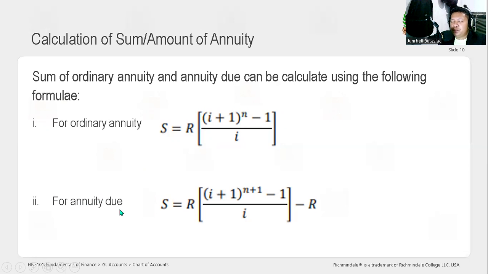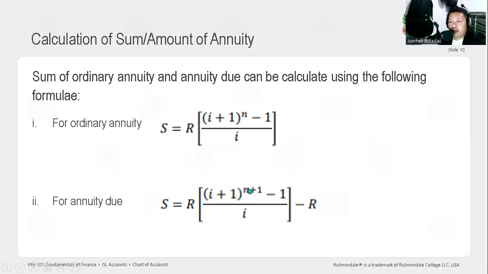Okay, so for annuity due, the formula is S = R [((I + 1)^(n+1) − 1) / I] − R. As you can see, there is a distinction in the formula, because when we solve this, we are looking for either an ordinary annuity or an annuity due. Depending on our inquiry, that will be the formula that we will use later on.